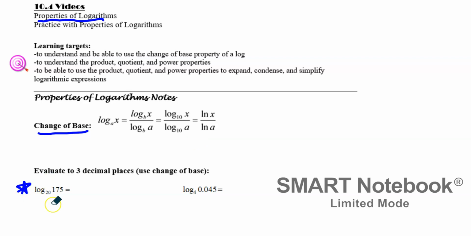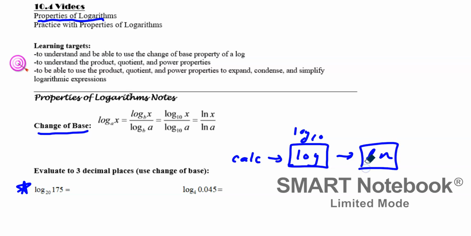Let's say that you wanted to plug this into your calculator to figure out what decimal approximation you have. The issue is, in your calculator, you're only going to see two buttons when it has to do with logs. You're either going to see a button that just says log, which is assuming log base 10, or you're going to see a button that has the ln, which is assuming log base e. So there is no log base 20 you can plug in. In this one, there's no log base 4 you can plug in.